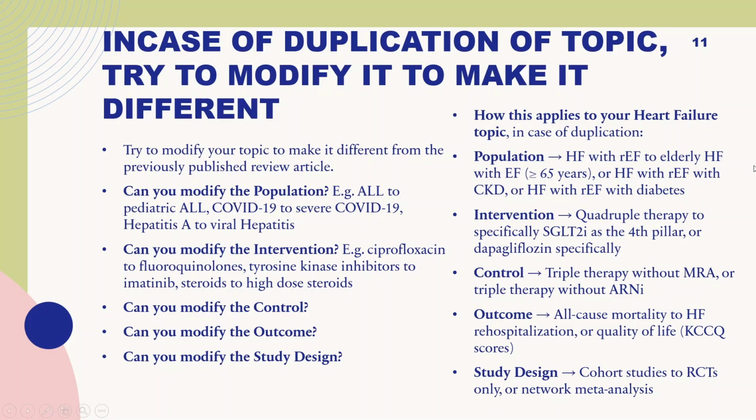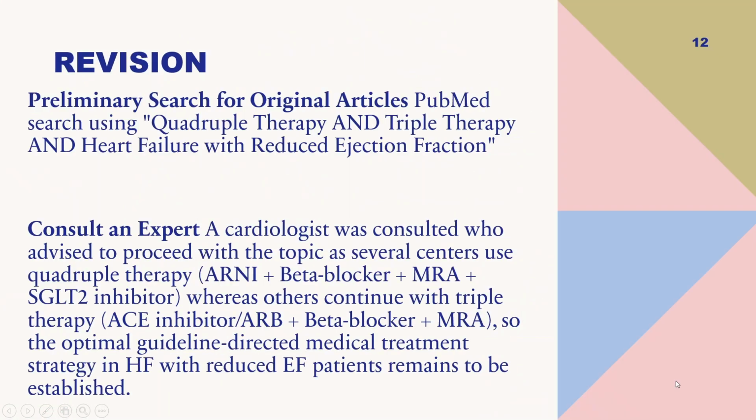How does this apply to your heart failure topic? So in heart failure topic, instead of adult population only, you went with elderly population specifically, that is above 65 years, or with patients who have CKD or diabetes. Then you change your intervention from quadruple therapy to specific SGLT2 inhibitors. Control, you change from triple therapy without MRA or triple therapy without ARNI, making it more specific. Then you change your outcome from all-cause mortality to heart failure rehospitalization. So the study design can be changed from cohort studies to RCTs.